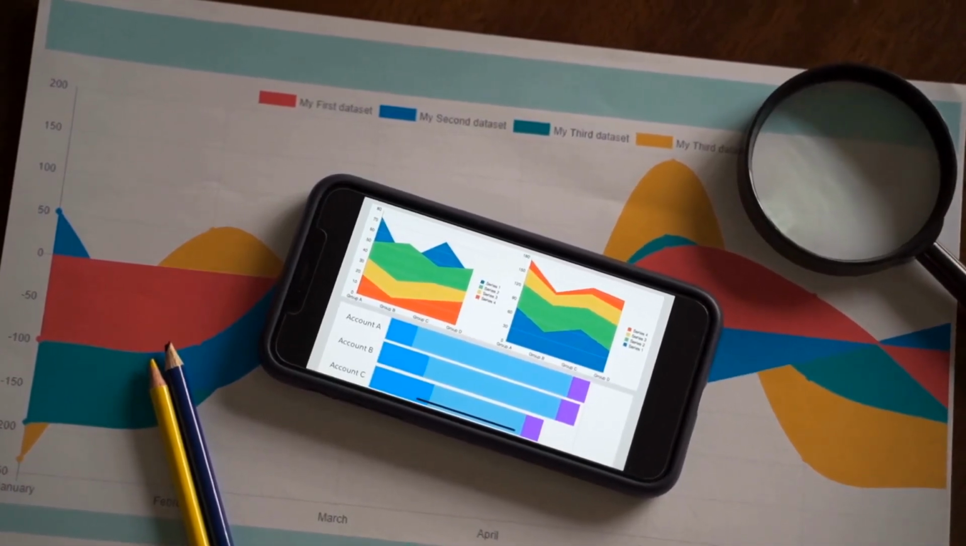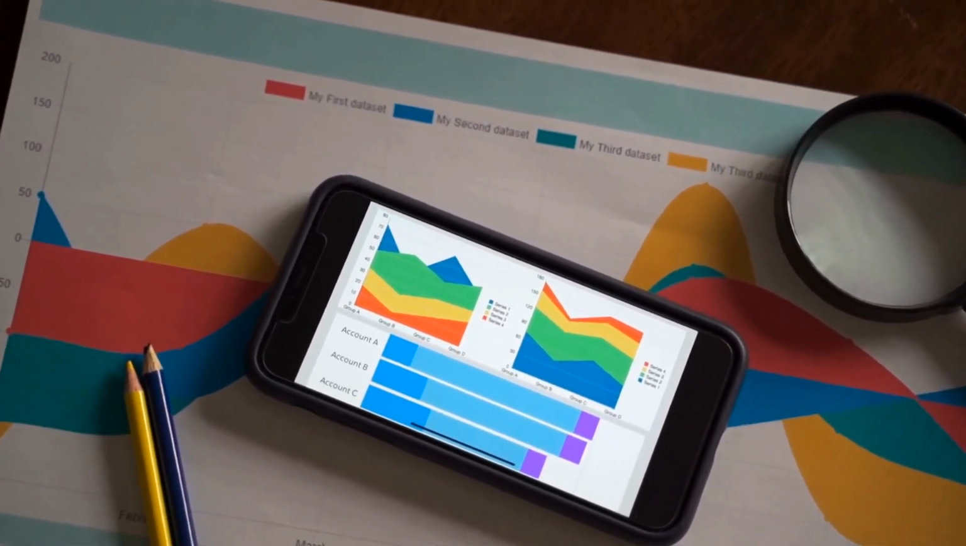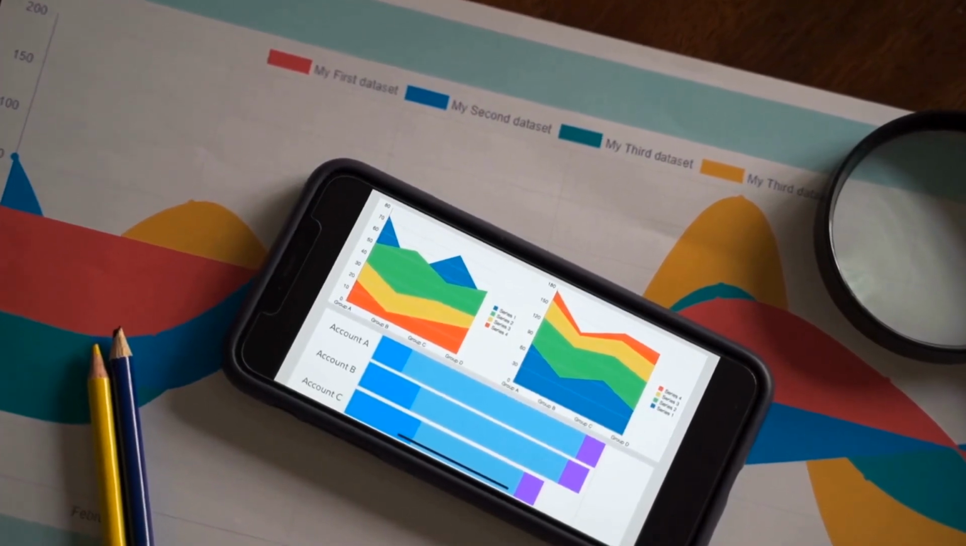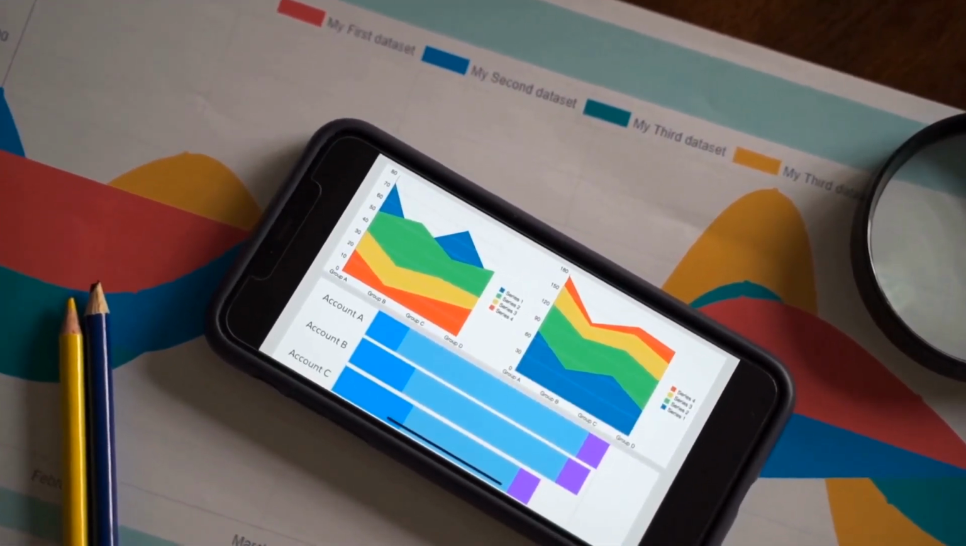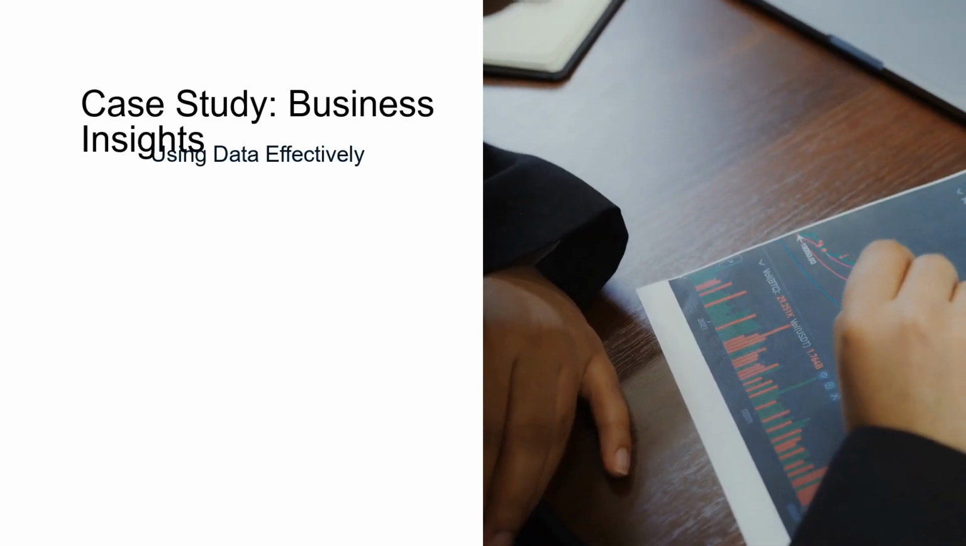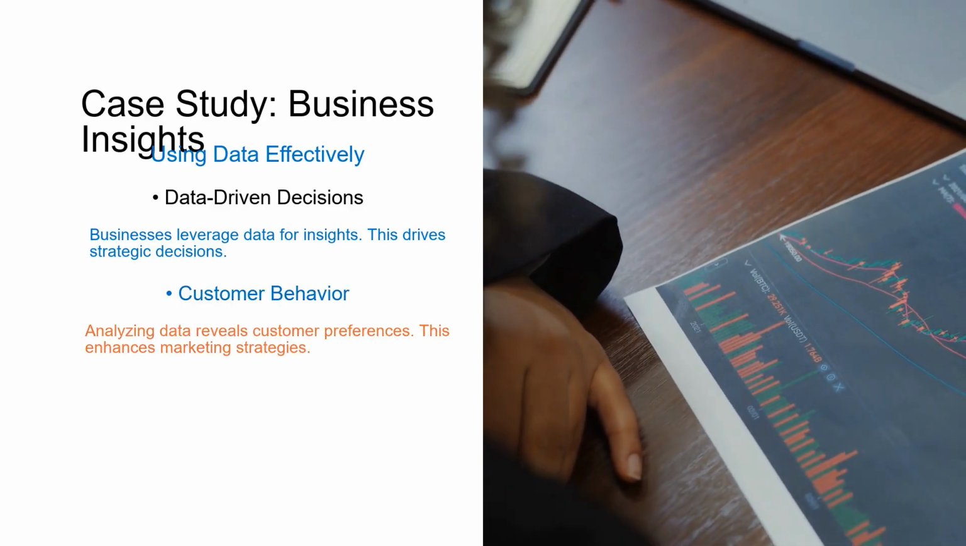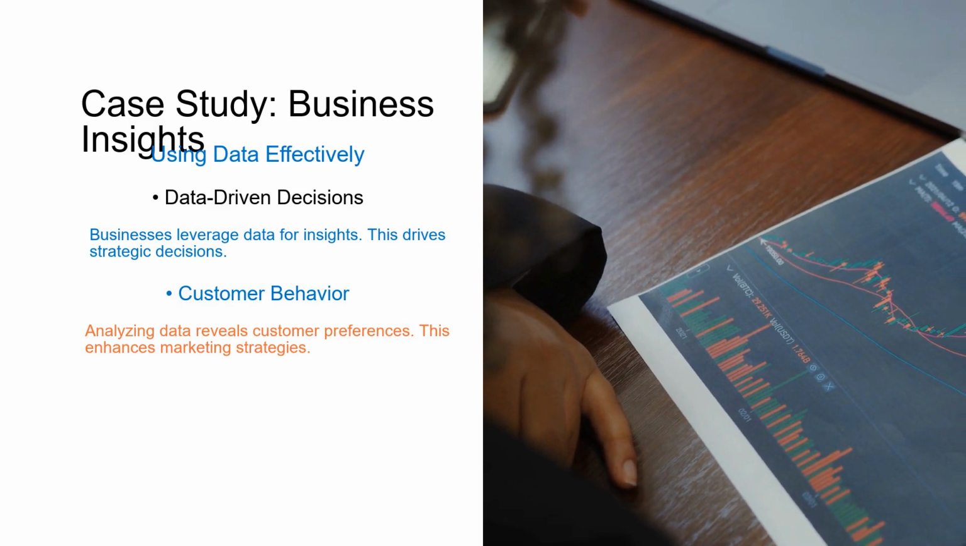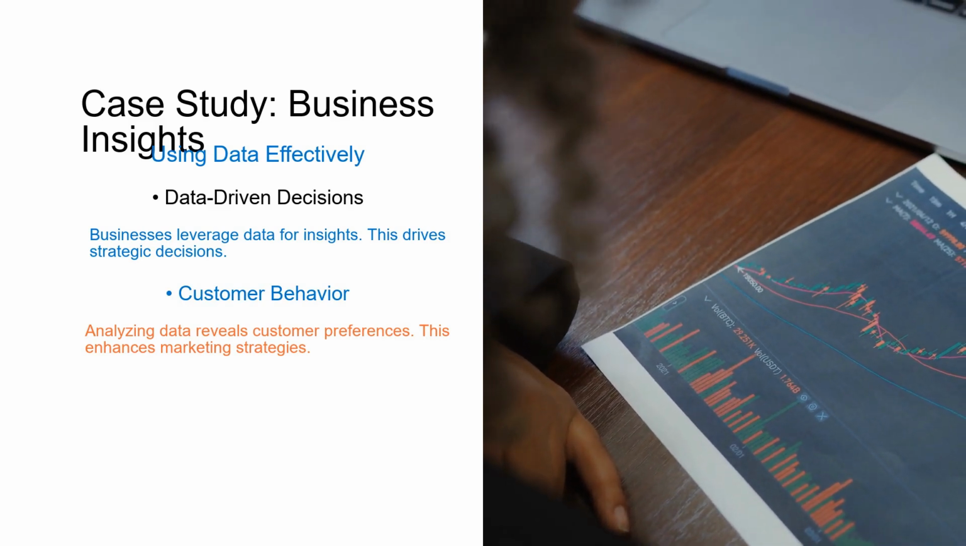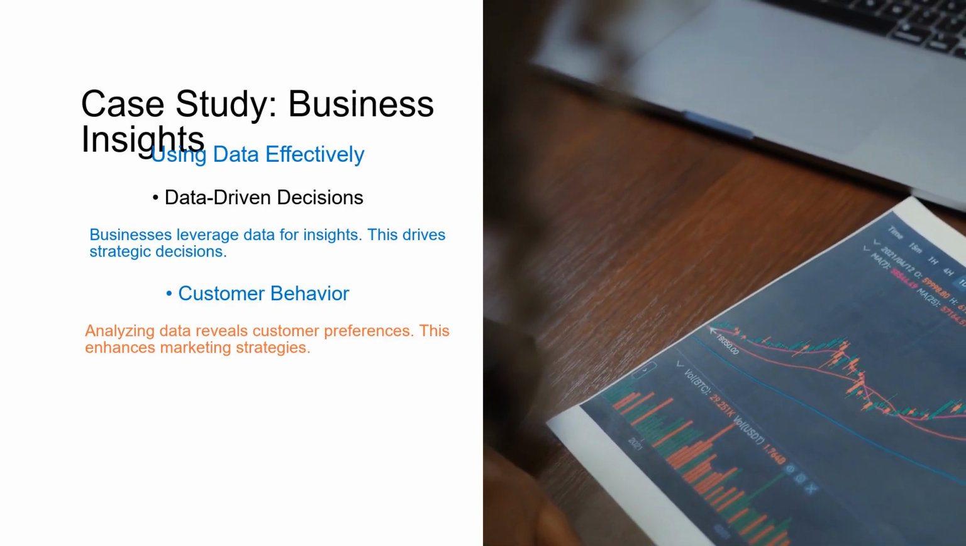Understanding viewpoints in data science has real-world applications. From business to healthcare, effective data analysis drives decision-making. In a business context, data-driven decisions are essential. By analyzing customer behavior through data, companies can enhance their marketing strategies effectively.